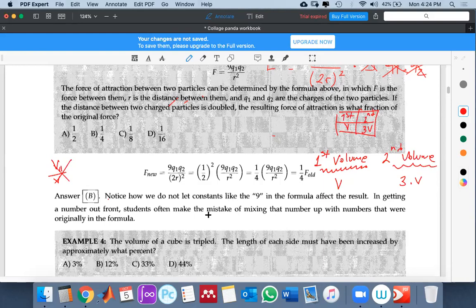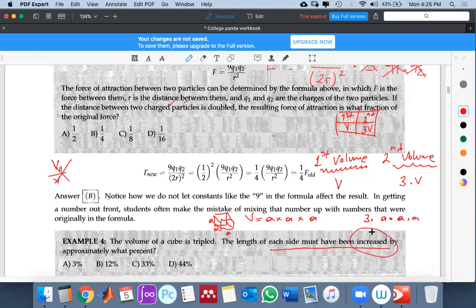Now, the volume of the cube is tripled. The length of each side must have been increased by approximately what? So imagine this is our cube, and each side is A units. So the volume is A times A times A. How could the second volume be 3V, which means 3 times A times A times A? What can I do? Then this result will be this one times 3. Can I think like this?